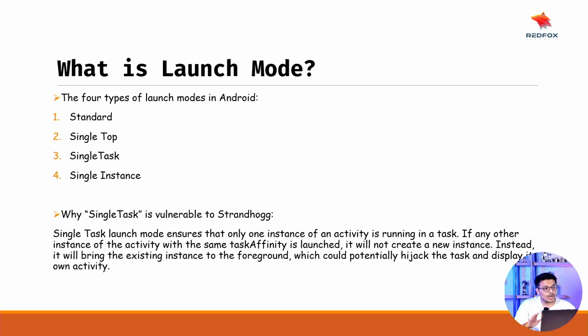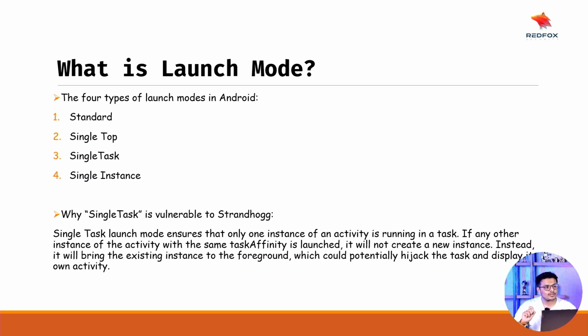Now let me give you an understanding of this definition with an example. Let's assume there are two applications right now: one which is vulnerable to the StrandHogg vulnerability, and another application which is an exploit application, prepared to exploit this vulnerability. So how does an attacker actually build this application? He adds the package name of the vulnerable application in the task affinity of the malicious application, and makes sure that the malicious application launches with single task.